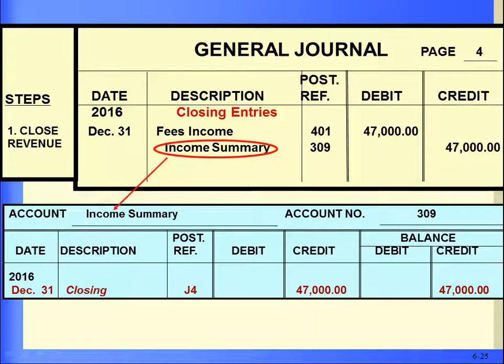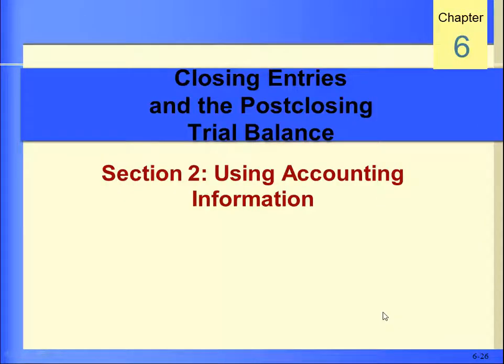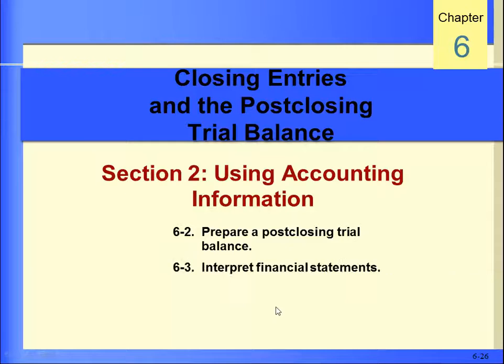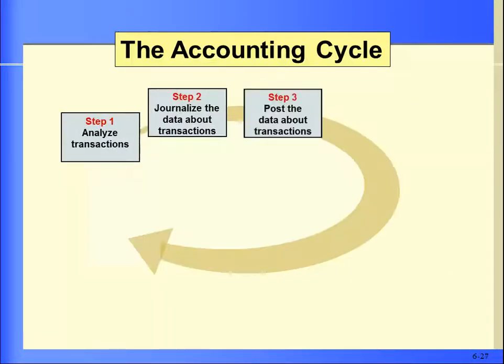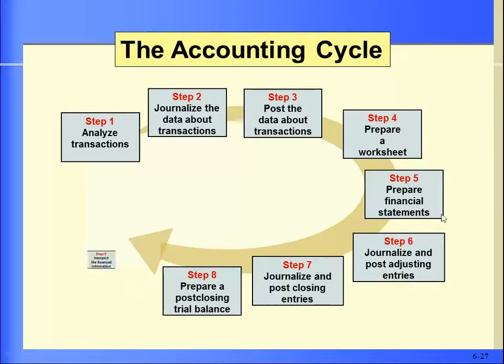So the remaining closing entries are posted in similar fashion. So here's section 2. Prepare a post-closing trial balance. That's just to make sure the debits equal the credits on the permanent accounts, which are the balance sheet accounts. So we're going to interpret financial statements and review the steps in the accounting cycle. And this cycle happens every period, and a period is distinguished by when you're going to produce financial statements.